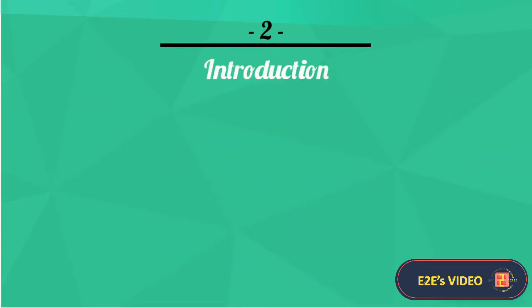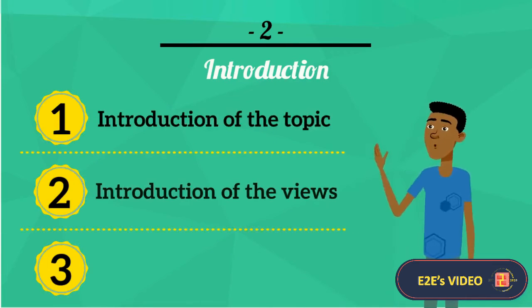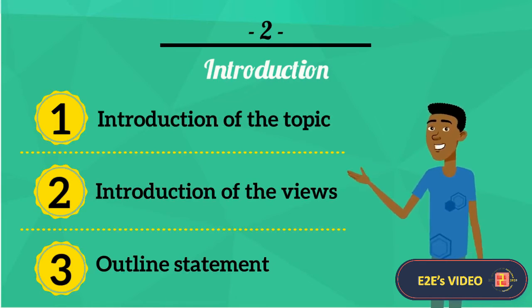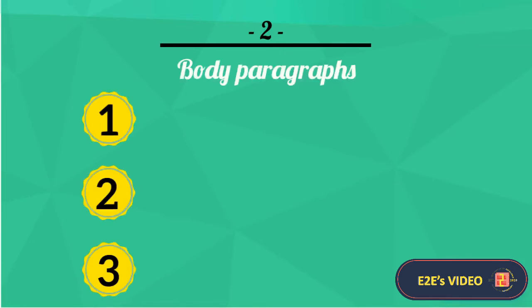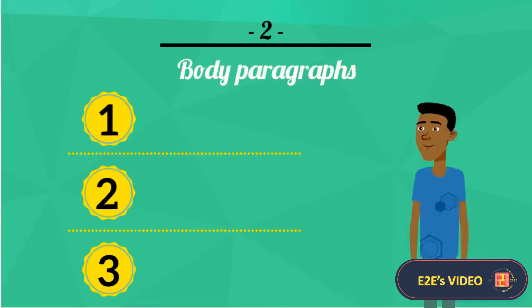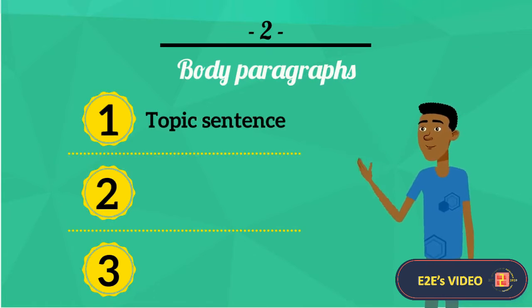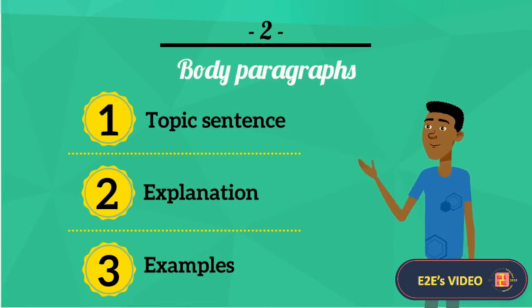The introduction often consists of 3 parts: introduction of the topic, introduction of the views, and an outline statement to signal to the readers what is going to be written below. The first 2 body paragraphs often follow this formula: topic sentence to clarify which view is being discussed, explanation why the view is held by certain groups, and examples.